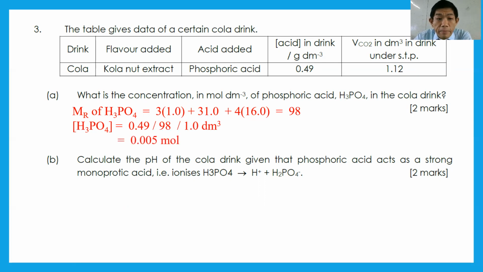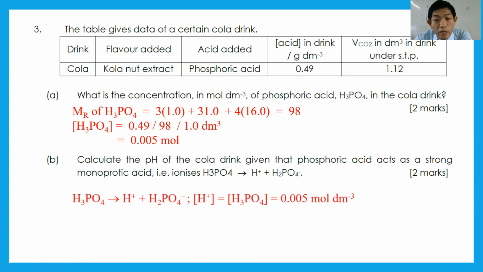Okay. And then B, calculate the pH of the cola drink given that the phosphoric acid is a strong monoprotic acid. So it ionizes to give a single H plus in this case. So you use H plus equals 0.005, because the question already stated that it is a strong acid. So pH is equal to negative log 0.005, you get 2.3.